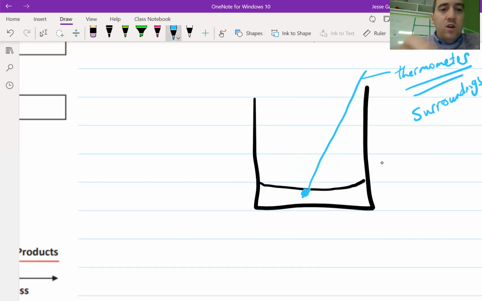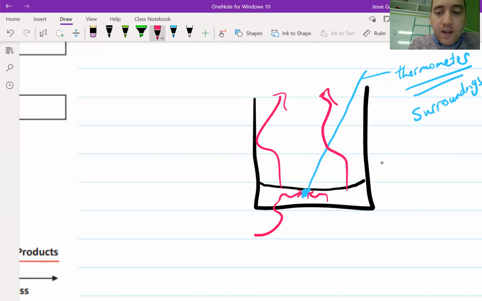And for the temperature to go up here, energy would have to go from the reaction mixture into the thermometer. Now, it would also be going into the room, into the glass, but some of the energy would be going into the thermometer, and that would make the temperature on the thermometer go up. So the reaction mixture is giving energy out to the surroundings.